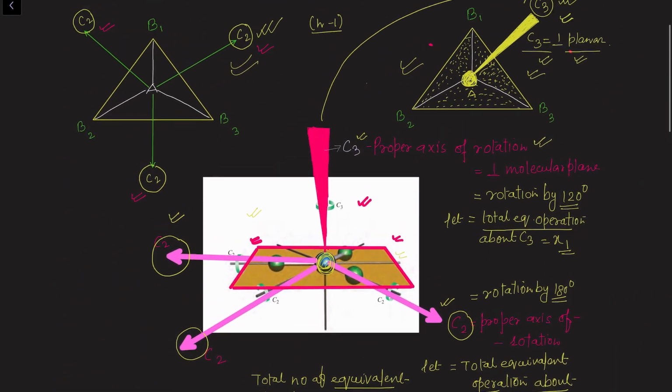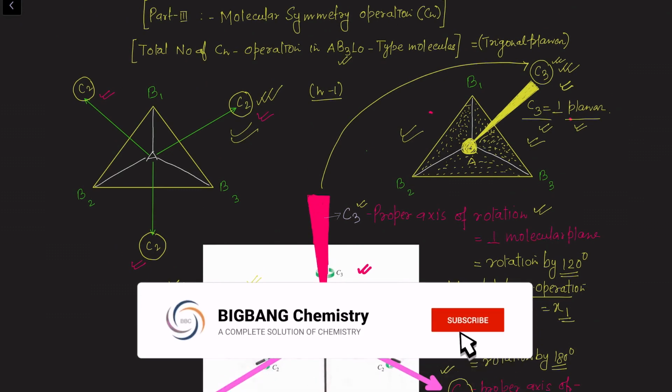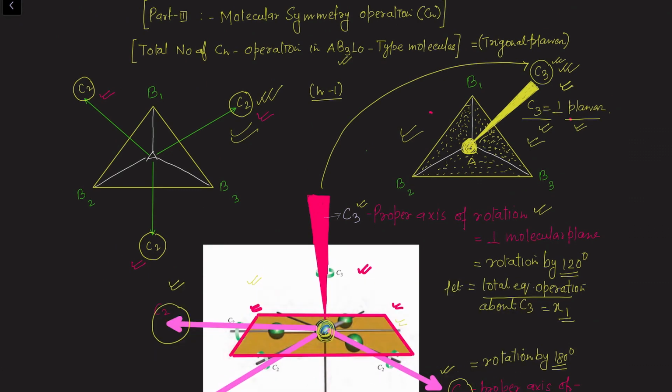So this was the detailed explanation of the number of equivalent operations. Thank you very much. In the next video we are going to discuss again the calculation of the number of equivalent operations, and we will perform some more proper axes of rotation in an AB4 square planar molecule and then a tetrahedral molecule.